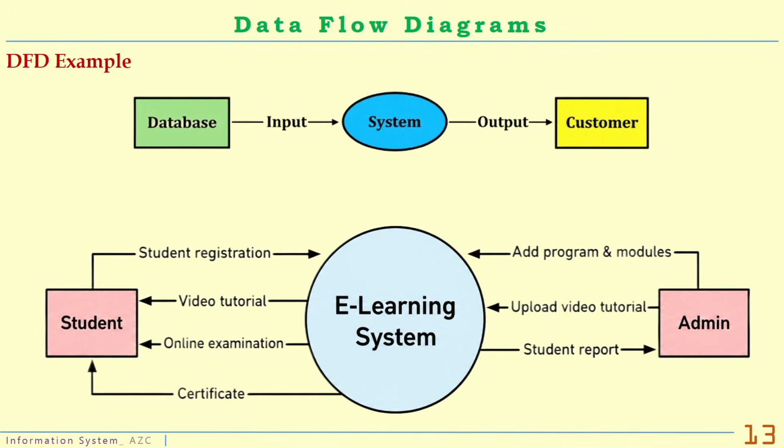A data flow diagram is a visual tool that maps how information moves through a system or business process. Here is the representation of data flow diagram of e-learning system.